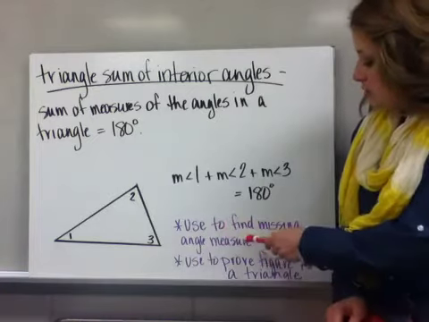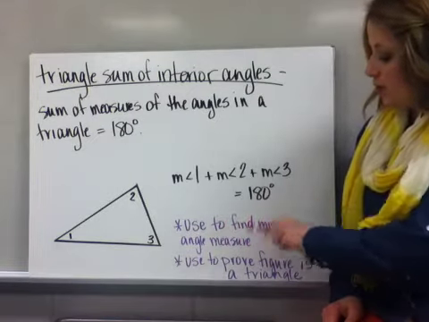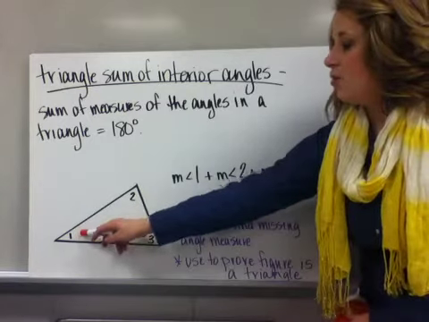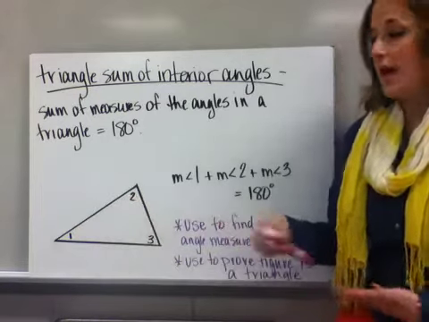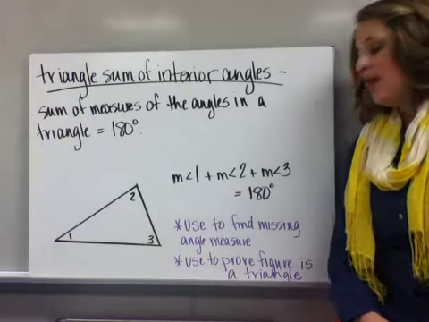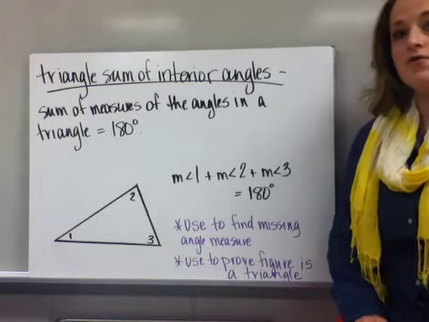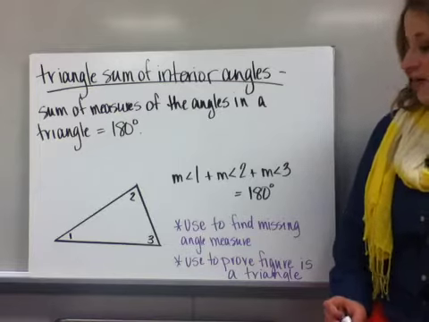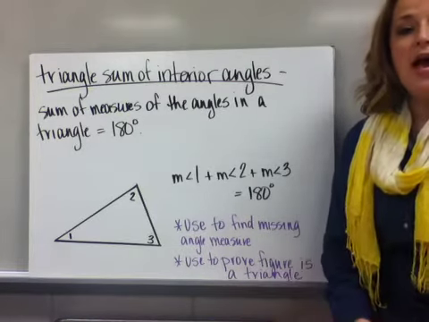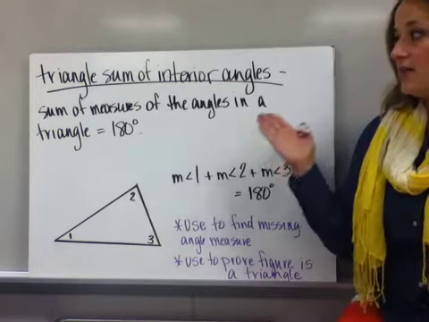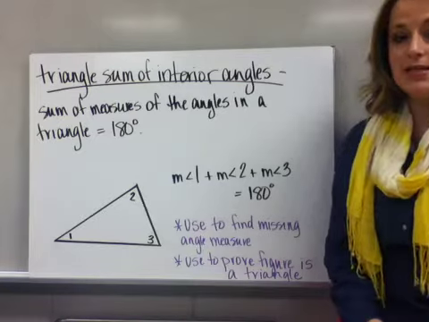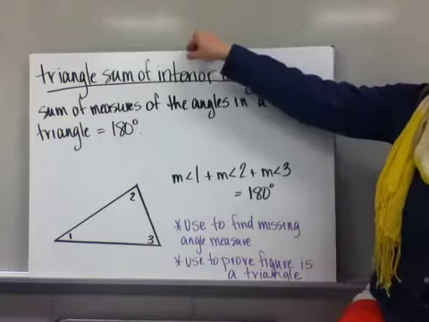One, use it to find the missing angle measure. If they had told you the measures of angle 1 and angle 2, you could add those together and then subtract that from 180 to find the measure of angle 3. This is also useful in proving if a figure truly is a triangle. You could be given 3 angle measures, and using the sum of interior angles, decide if those 3 angles could be pieced together to make a triangle.